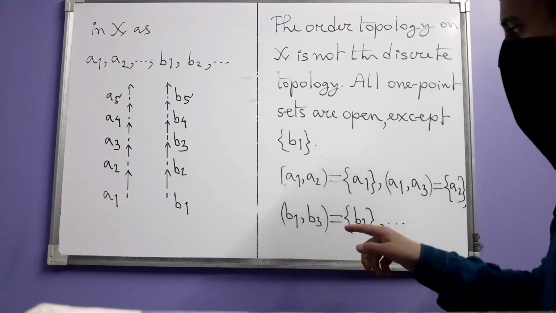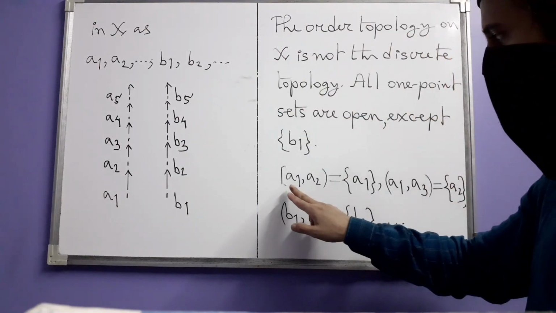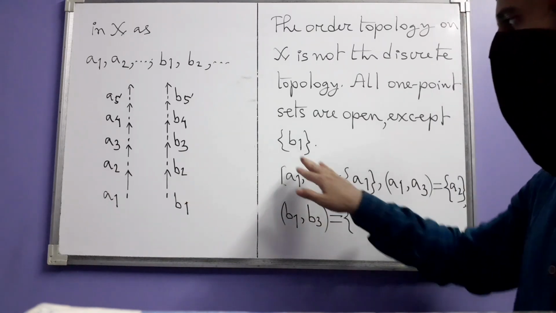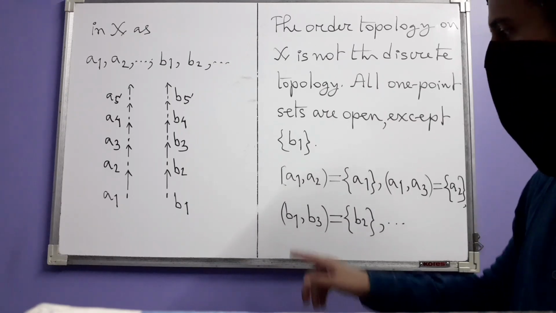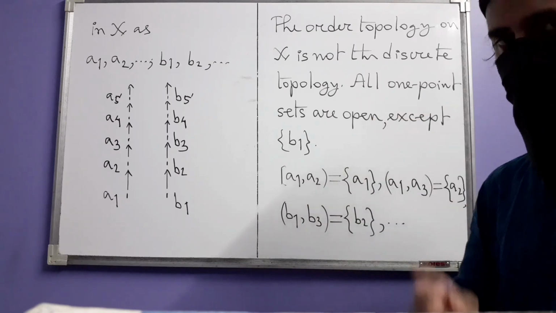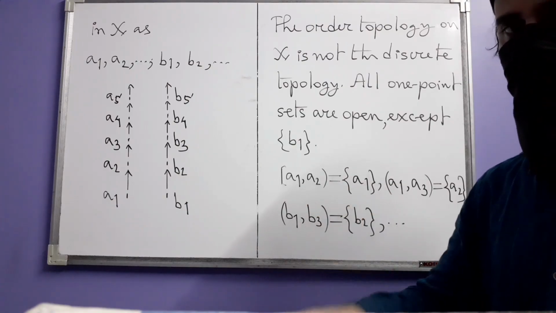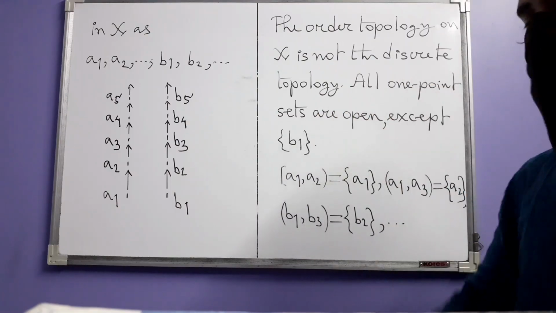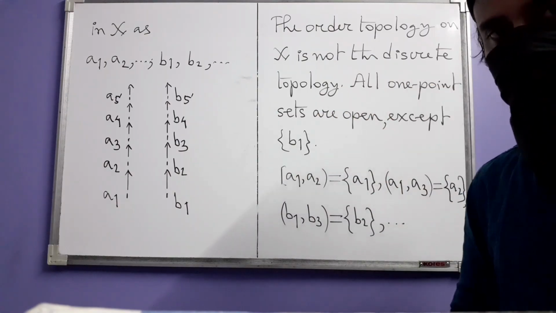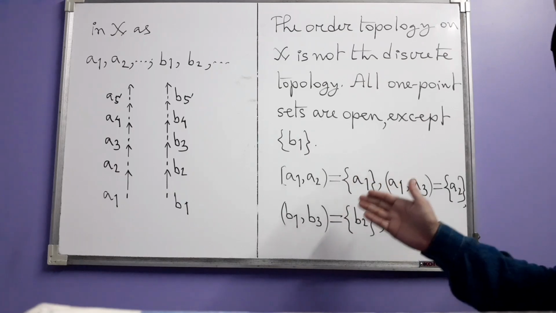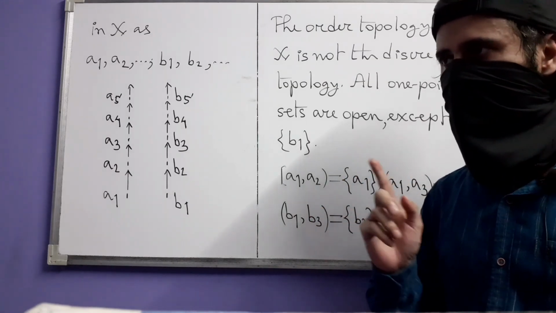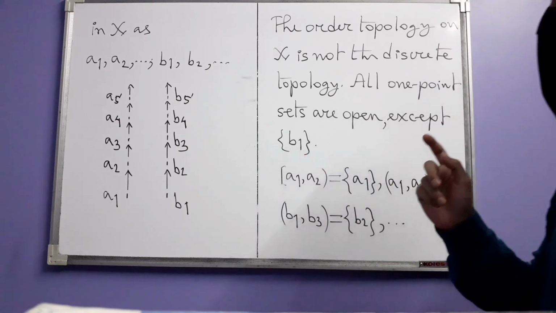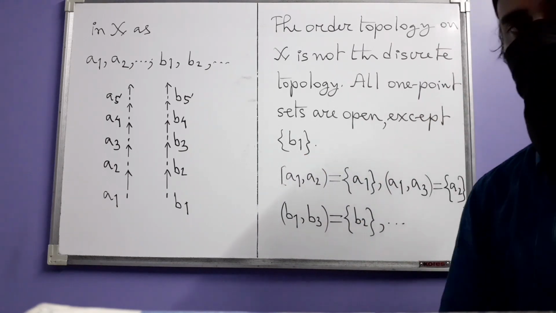And obviously, if you, instead of thinking of open intervals, think of half open intervals of this type, then also none of them can be contained in this, because they will also contain at least one a_i. For example, a1 will always be there in all of them. That is why this single one point set is not open. All other one point sets are open. The fact that all other one point sets are open will actually generate many open sets. But because of this failure, the topology fails to exactly be the discrete topology.